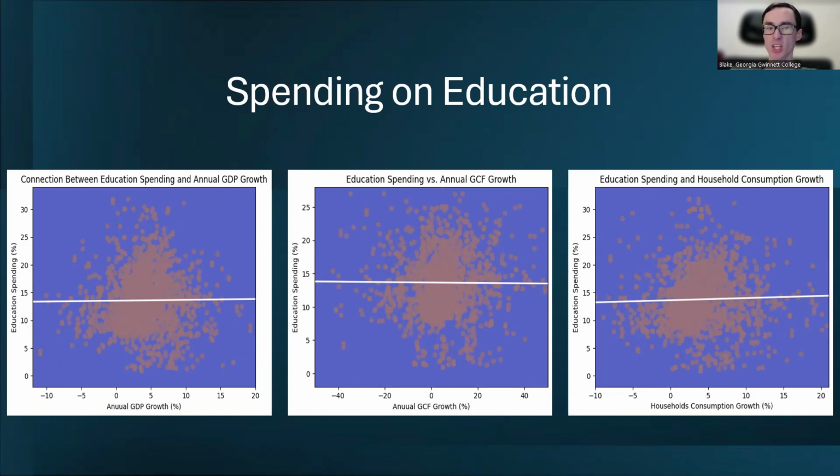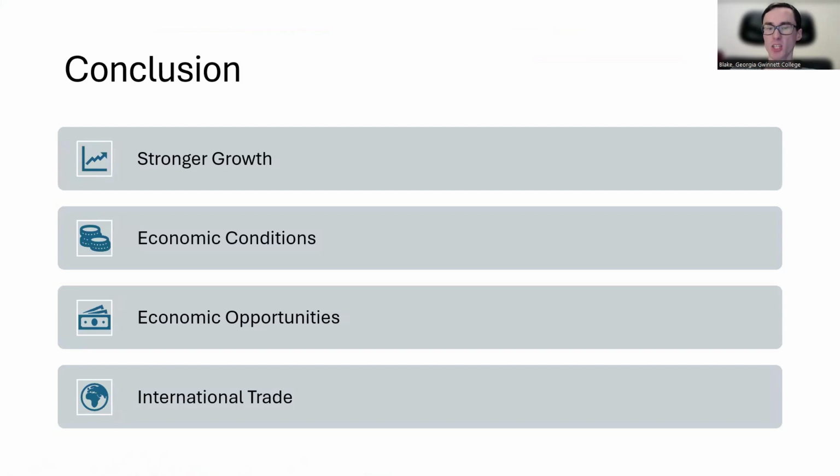This does not mean that education is not important for an economy, but it suggests that import growth has a stronger connection with these economic indicators we analyzed for this specific data set. In conclusion, higher import growth is generally associated with stronger growth in GDP, GCF, and household consumption across different countries and years. International trade is not just about buying goods from other countries.